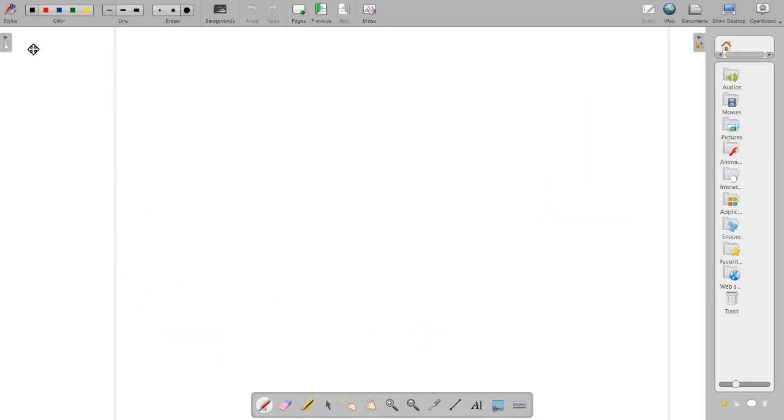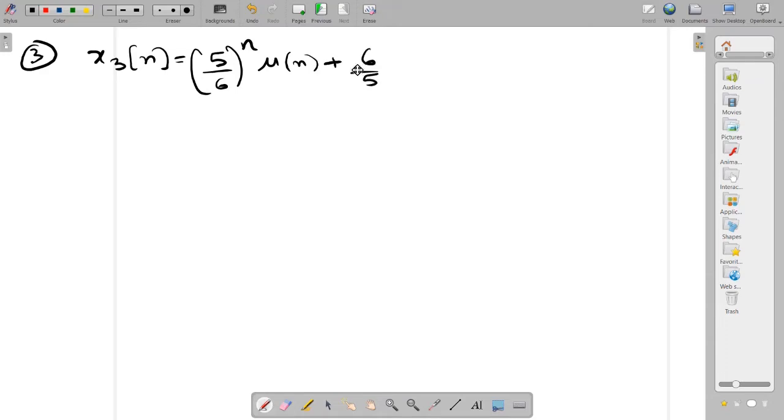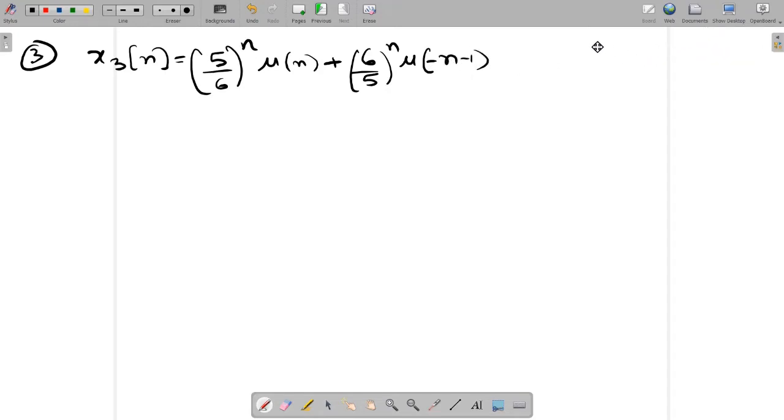Okay. Next sum, please. x3 of n is equal to 5 by 6 raised to n u of n plus 6 by 5 raised to n u of minus n minus 1. Alright. So what are our standard formulas which you have seen? A raised to n u of n is 1 upon 1 minus a z inverse, that is z upon z minus a. What is the ROC? Mod z is more than mod a.